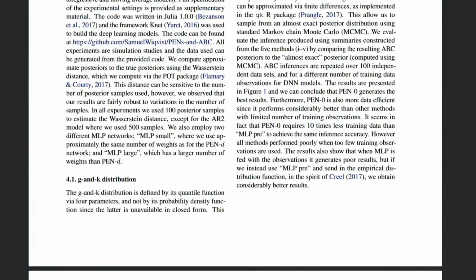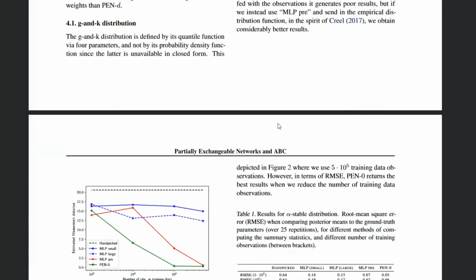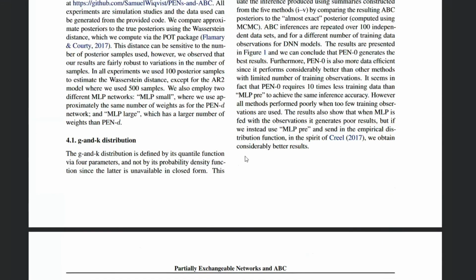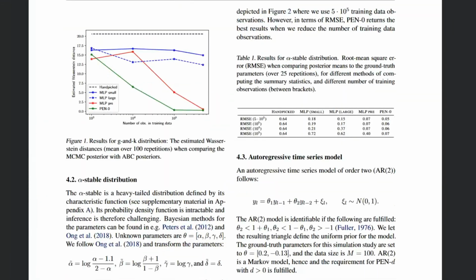It's basically the G and K distribution defined by its quantile function with 4 parameters, which is based on the MLP and the P0, as you can also see in this chart here.